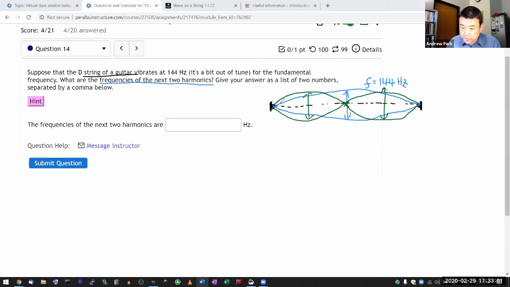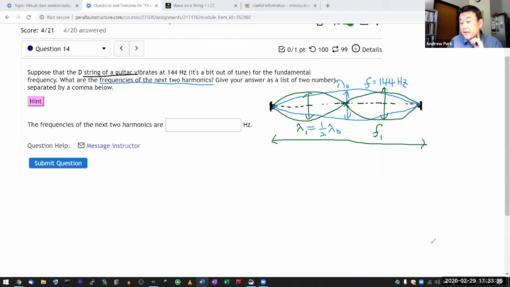So you look at the fundamental there. What you are seeing from here to here is half of a wavelength. And with the first harmonic, that is one full wavelength. So comparing the wavelength here with the wavelength of the fundamental, what we should say is that this wavelength is one half of the wavelength of the fundamental.